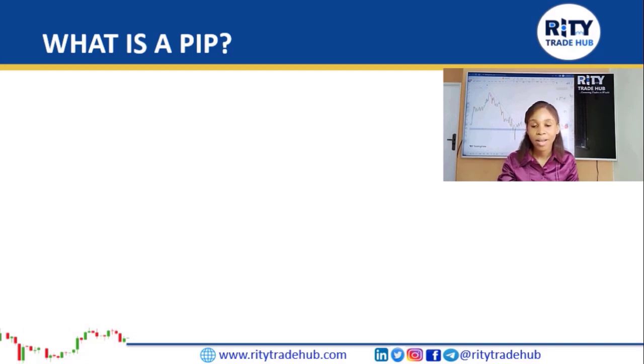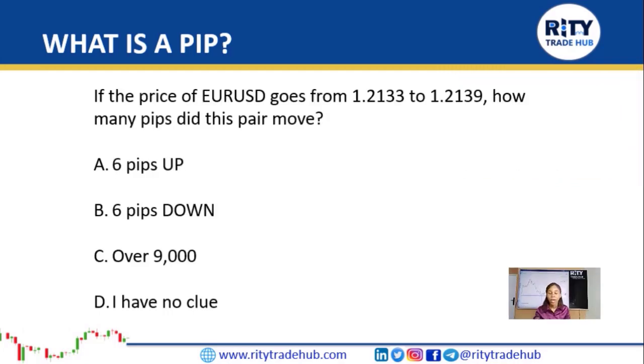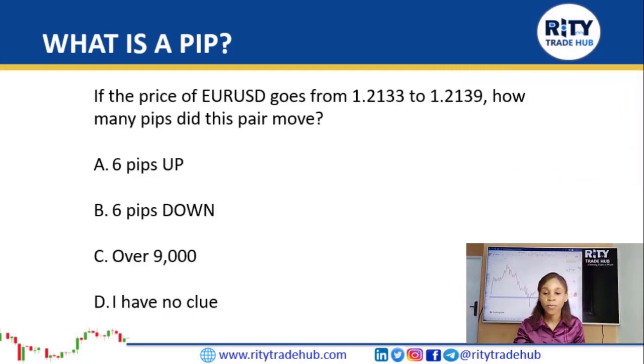So I have a little assignment for you. Kindly drop your answer in the comment section. If the price of Euro USD goes from 1.2133 to 1.2139, how many pips did this pair move? A, 6 pips up, B, 6 pips down, C, over 9,000 pips, and D, I have no clue. Guys, I would like to see your answers in the comment section.